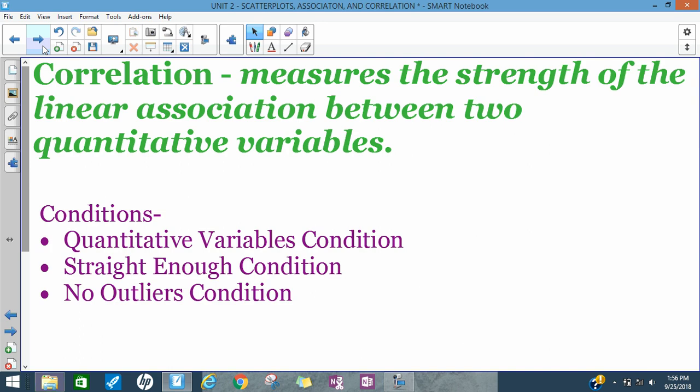So we like to talk about correlation, and correlation is the measure of the strength of a linear, specifically linear, association. We're going to be talking about linear associations between two quantitative variables. And we have to check conditions in order to talk about correlation. The first condition is that the variables must be quantitative. The next is that when you look at a scatter plot of these two variables, it's got to be linear. And then we want to have no outliers. If we have those three conditions met, we can talk about a correlation between two quantitative variables.